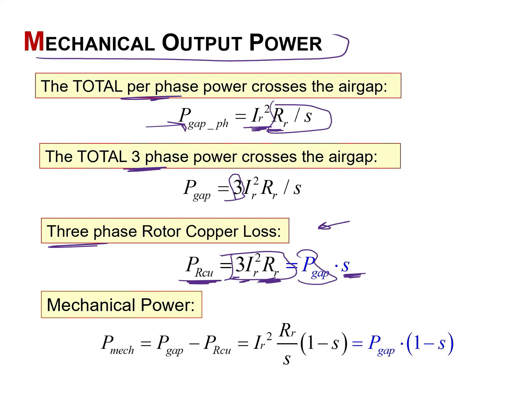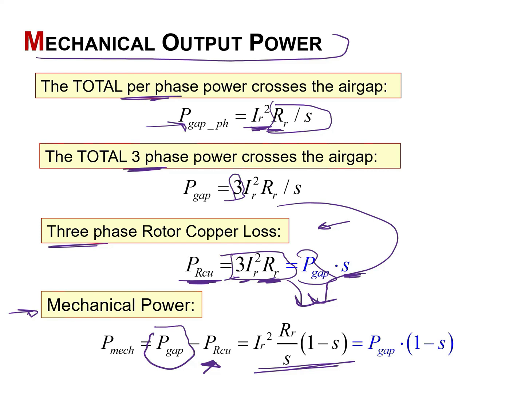Now finally, to calculate the mechanical power produced by the motor, we can say that it is equal to the power that has crossed the air gap minus the power loss due to the winding of the rotor. And if you substitute these values over here, you will get this equation. Now, this means that we can also say that the mechanical power is equal to the gap power times 1 minus S. So you can see that the slip has a big and a direct effect on the mechanical power that is produced by the motor.